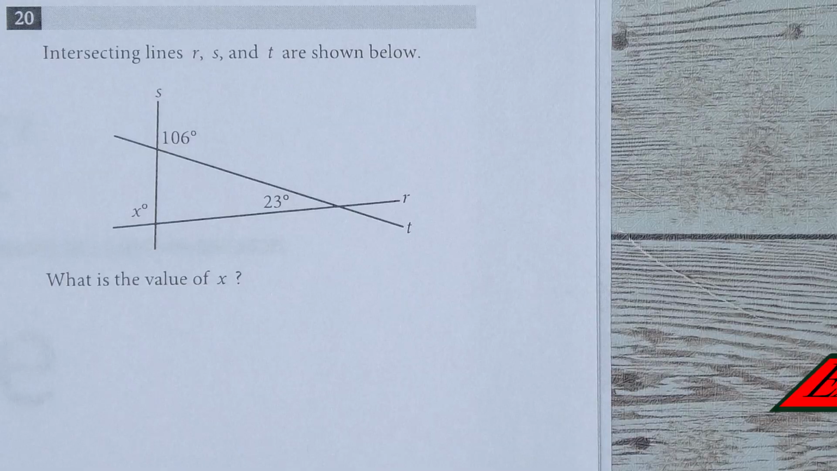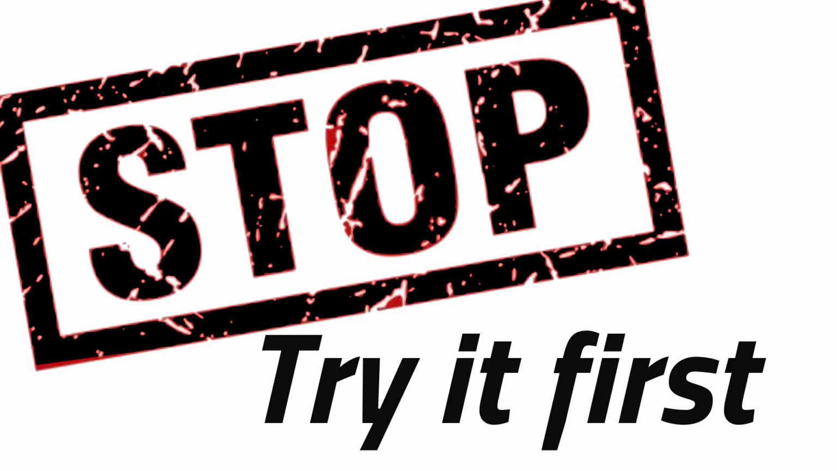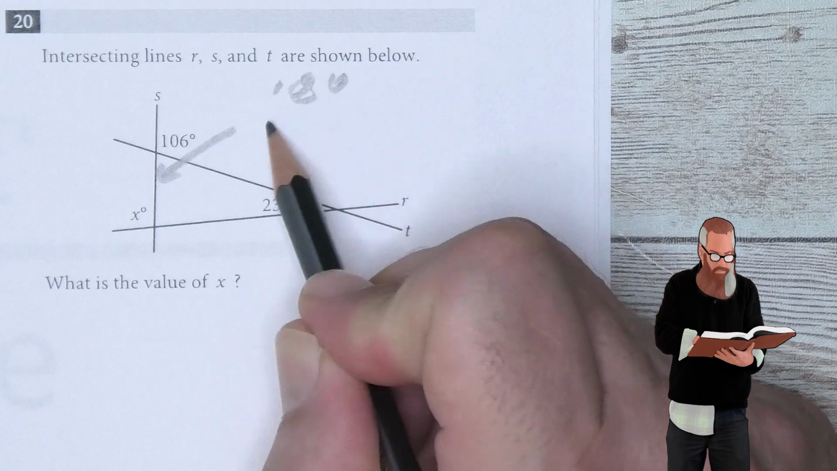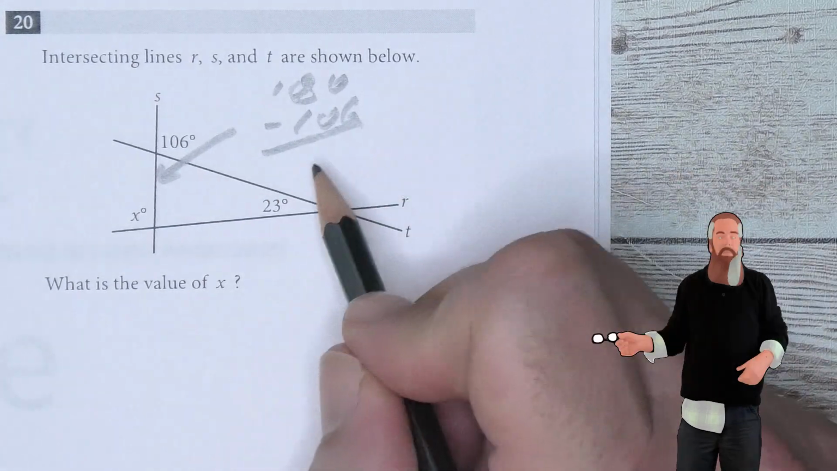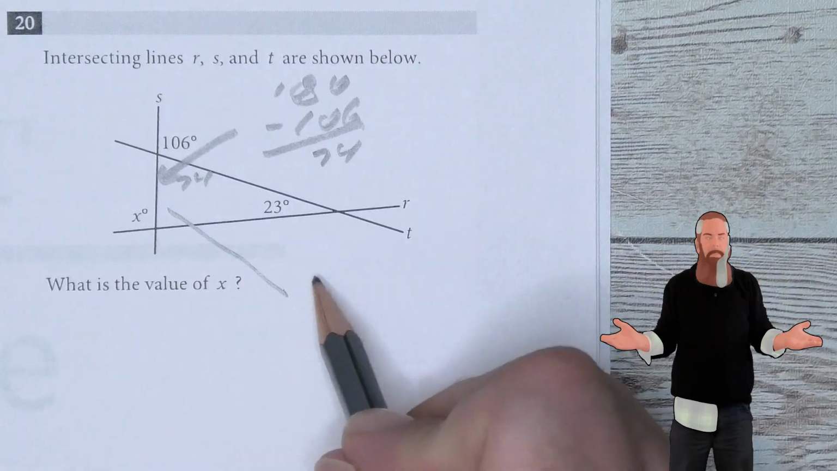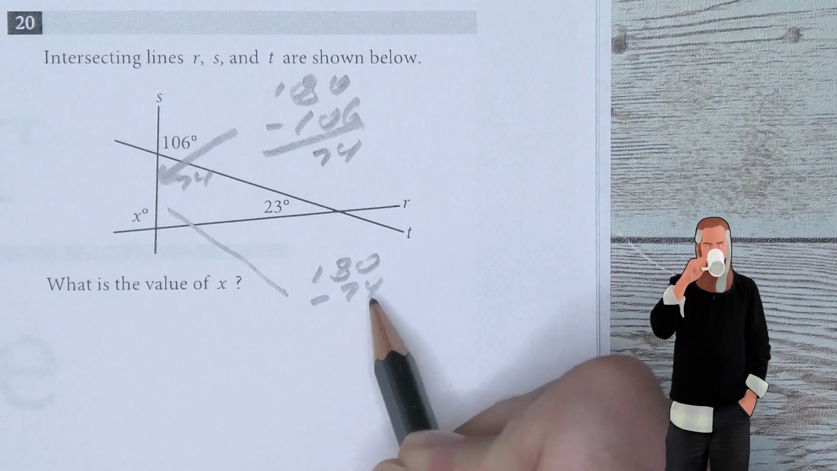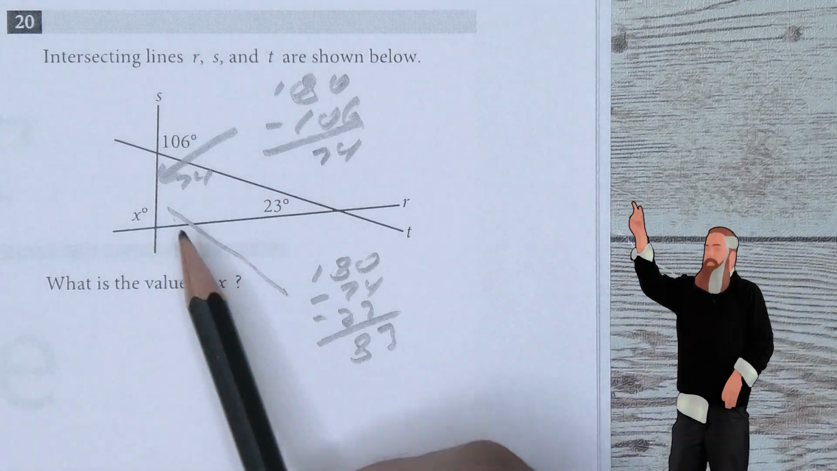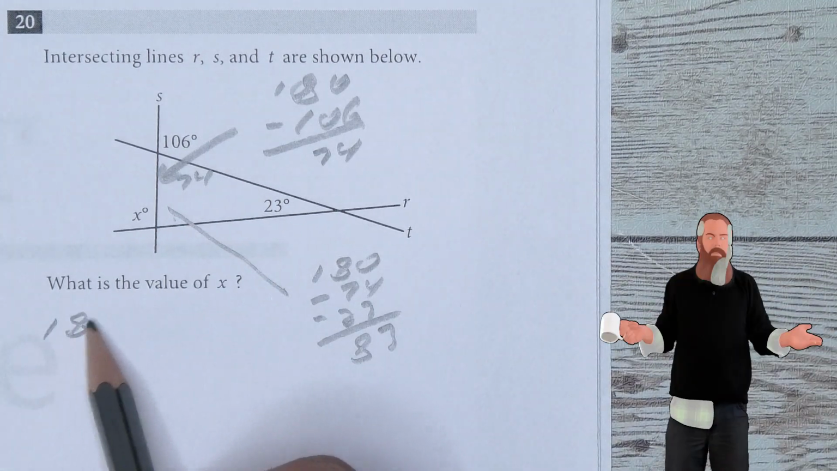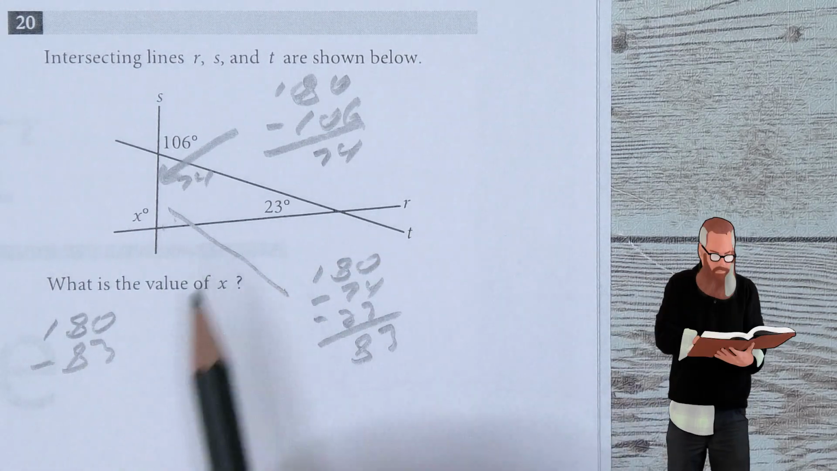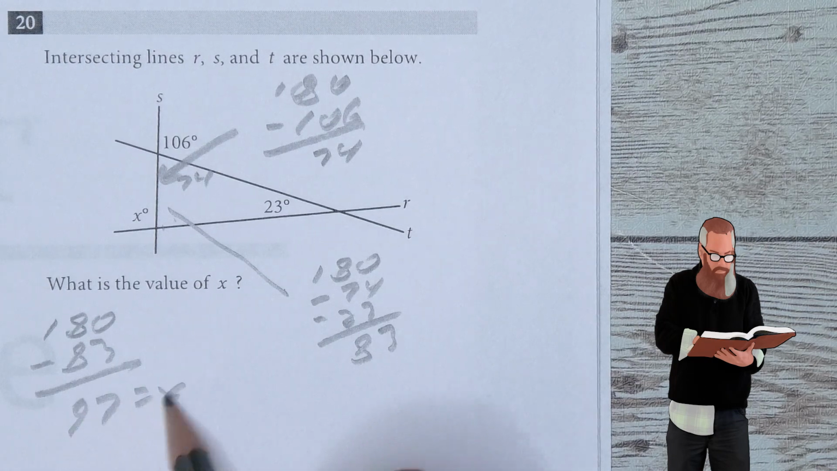Intersecting lines R, S, and T are shown below. What is the value of x? Well, let's start by finding this interior angle right here. That would be 180 degrees minus 106 degrees to give us 74 degrees. Now, if we want to find this angle, we're going to say 180 minus 74 minus 23, which is 83 degrees. Knowing what's complementary to x means that I can say 180 degrees, this line, minus the 83 degrees that we know is here, will give us 97 degrees is equal to x.